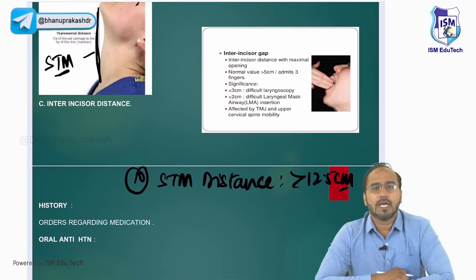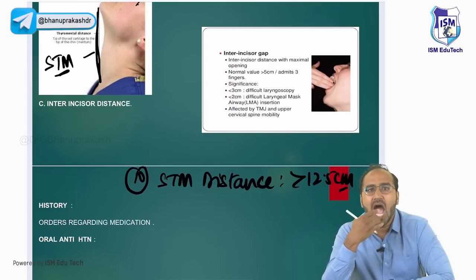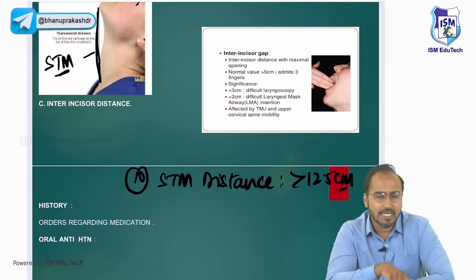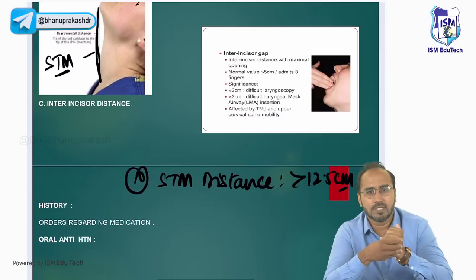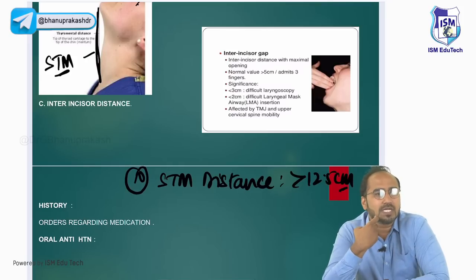Someone was asking me, if the inter-incisor distance is low, what do we need to do? Remember, guys, the normal inter-incisor distance should be 4 centimeters. This should be the mouth opening. Some patients who are gutka chewers, tobacco chewers, get submucous fibrosis. Because of submucous fibrosis, their mouth opening will be restricted. They won't be able to open their mouth.